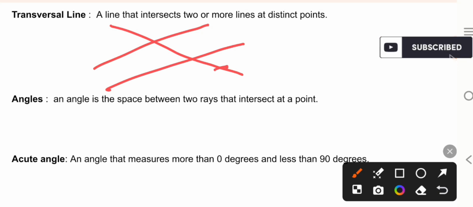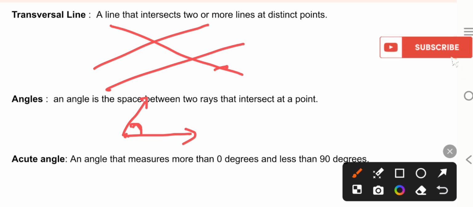Next, angles. An angle is the space between two rays that intersect at a point. Two rays are intersecting at a point. So at this point, the space between the two rays is said to be an angle.